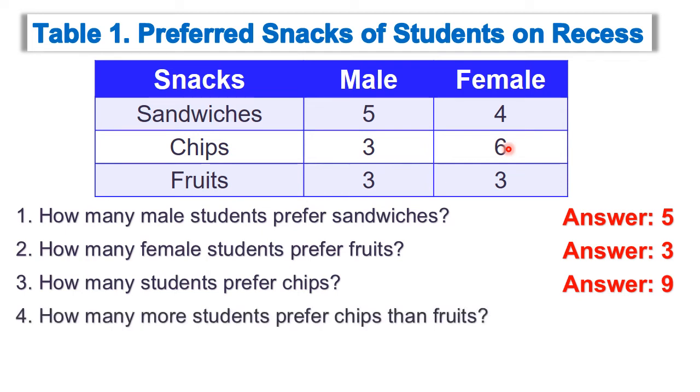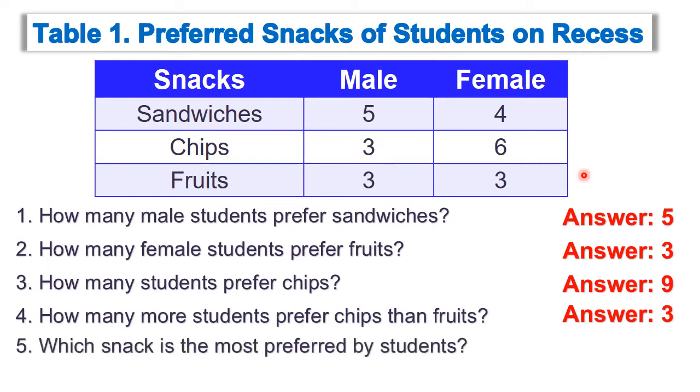Number 4, how many more students prefer chips than fruits? So students again. We already know that 3 plus 6 equals 9. So fruits, we have 3 plus 3 equals 6. So 9 minus 6 equals 3.